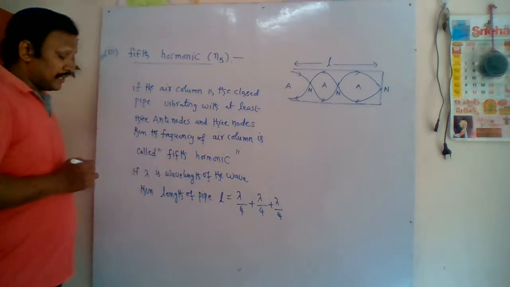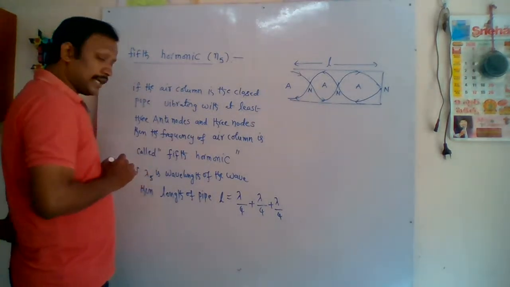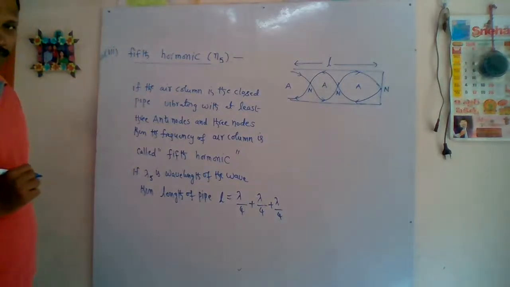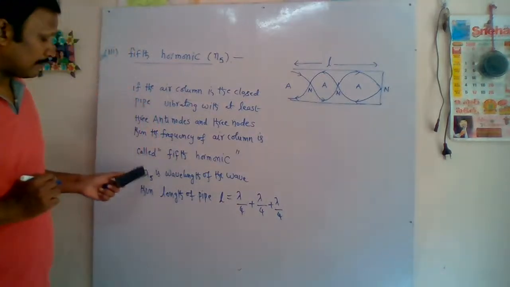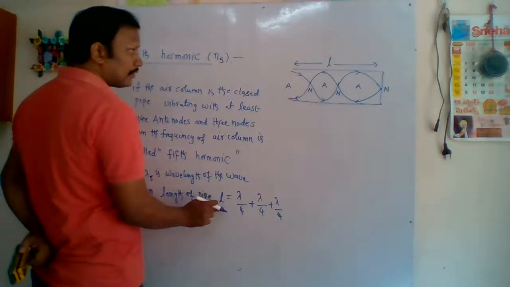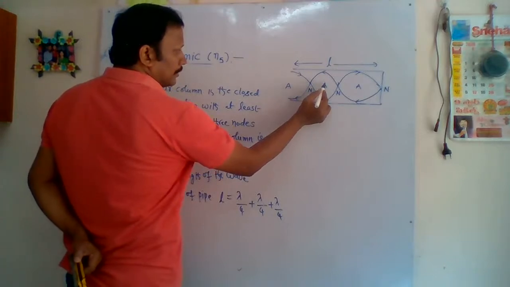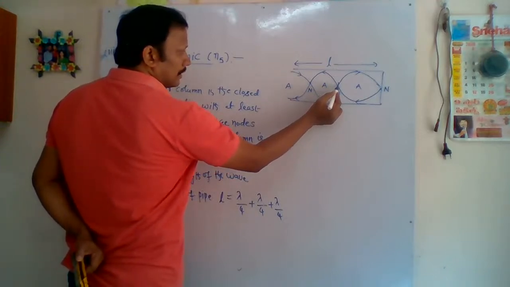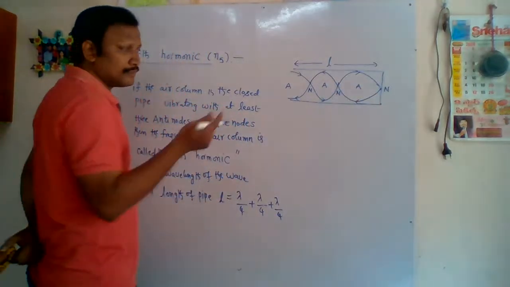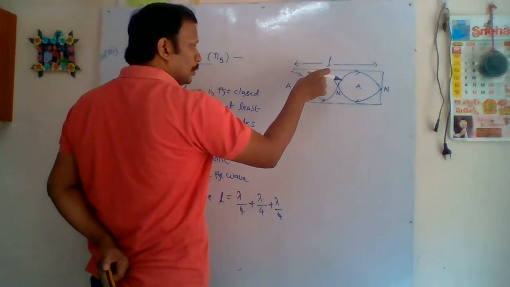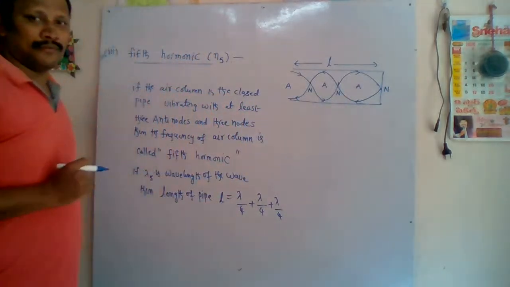Fifth harmonic. Now, here I am taking lambda 5, the wavelength of the wave in this arrangement. Then the length of the pipe is equal to how much here? From here to here, lambda by 4, and again lambda by 4, lambda by 4, lambda by 4, lambda by 4. How many lambda by 4s are there? 1, 2, 3, 4, 5. 5 lambda by 4.